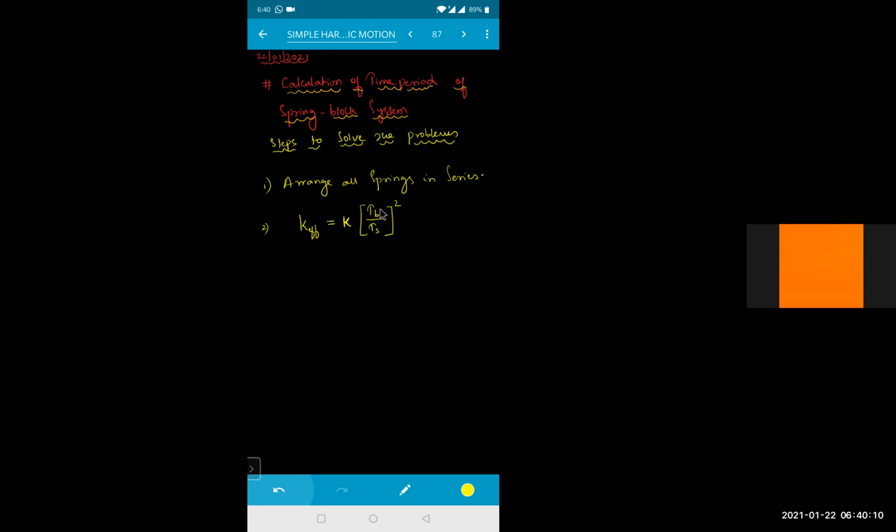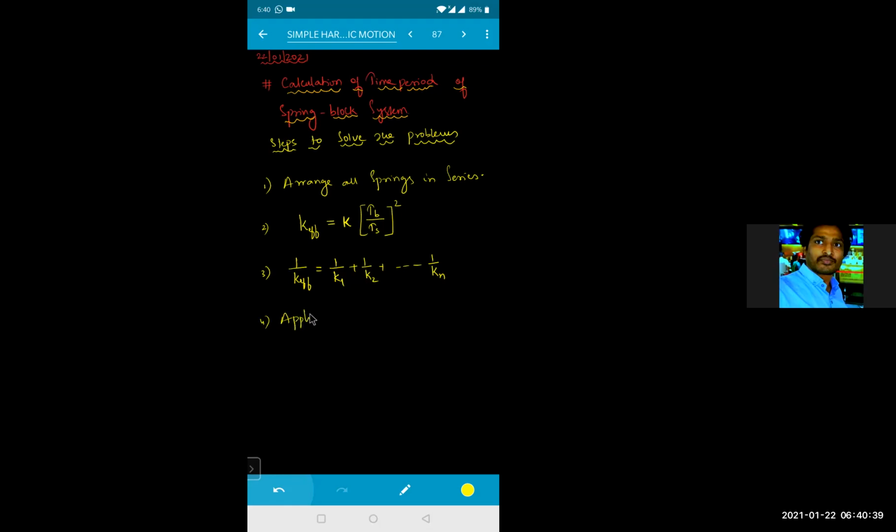Is that clear? Yes. Then the third step is use the formula 1 by K effective: 1 by K effective is equal to 1 by K1 plus 1 by K2 plus so on up to 1 by Kn. Okay? Is it clear? That means this is a series combination or parallel combination? Series. Isn't it? So next one.